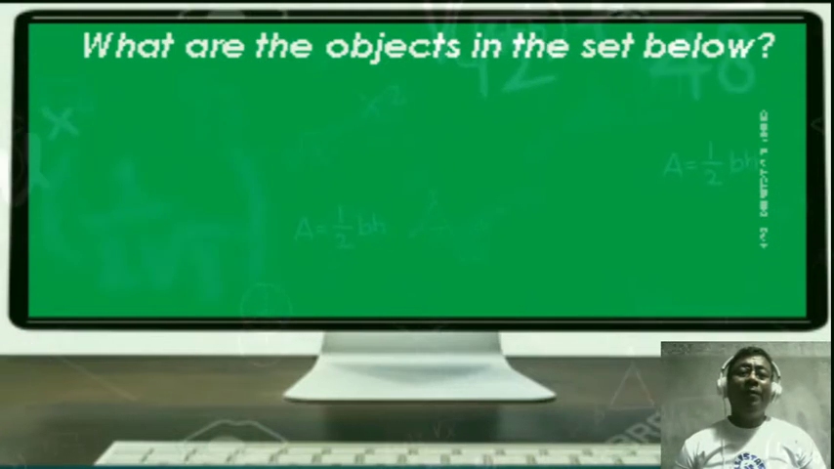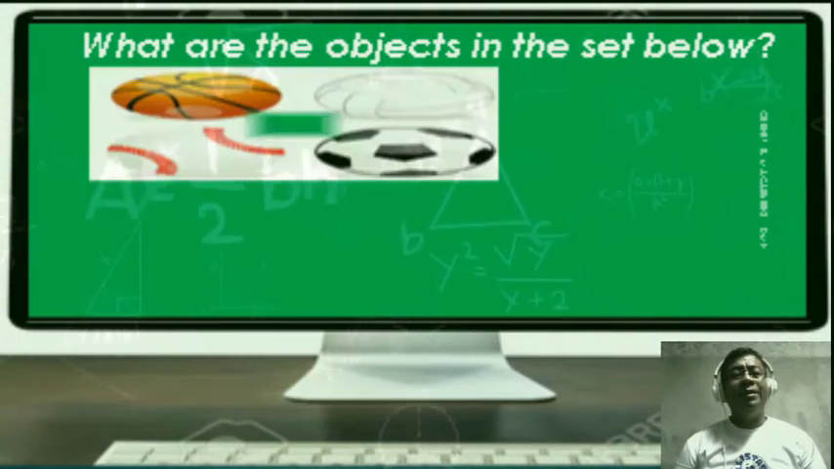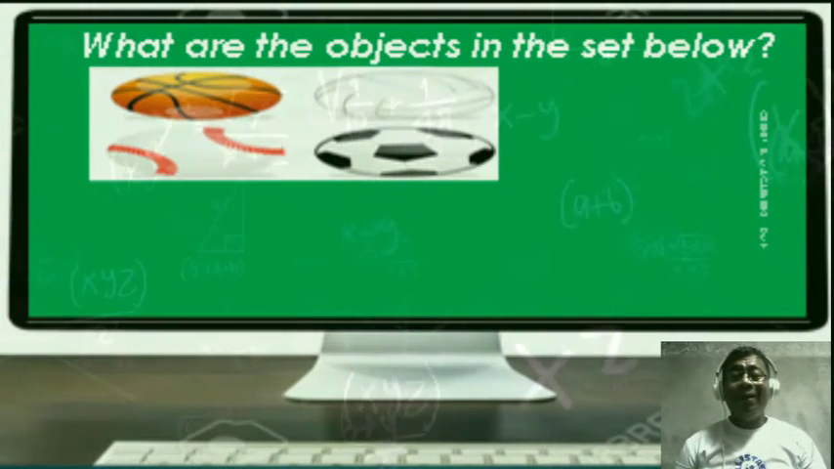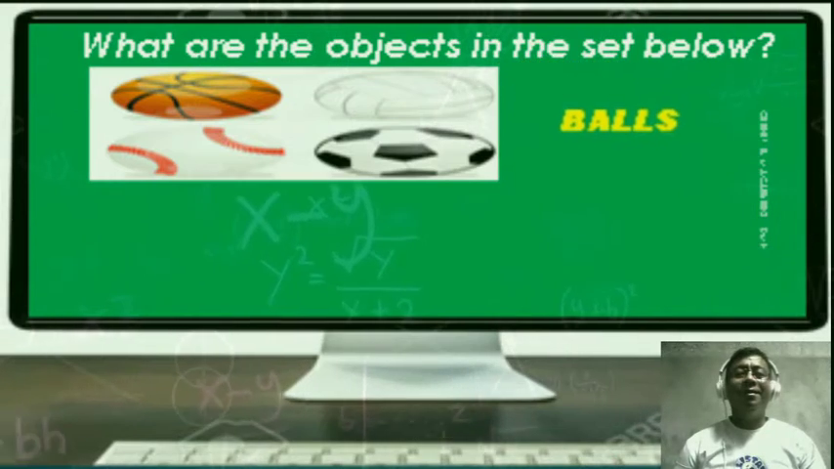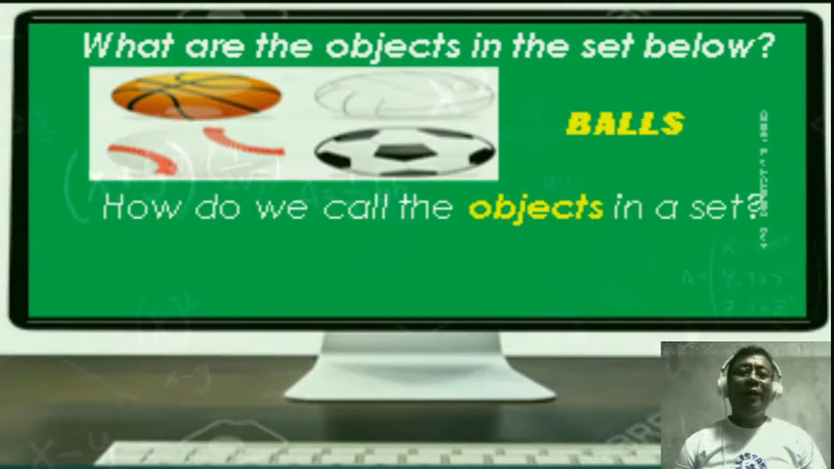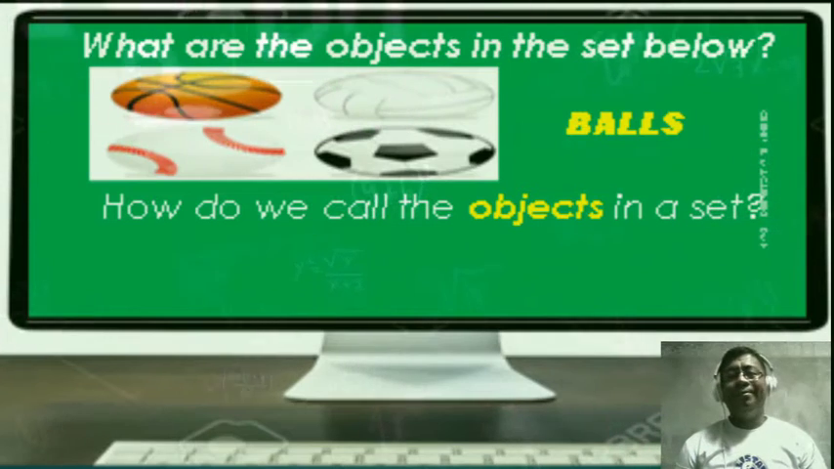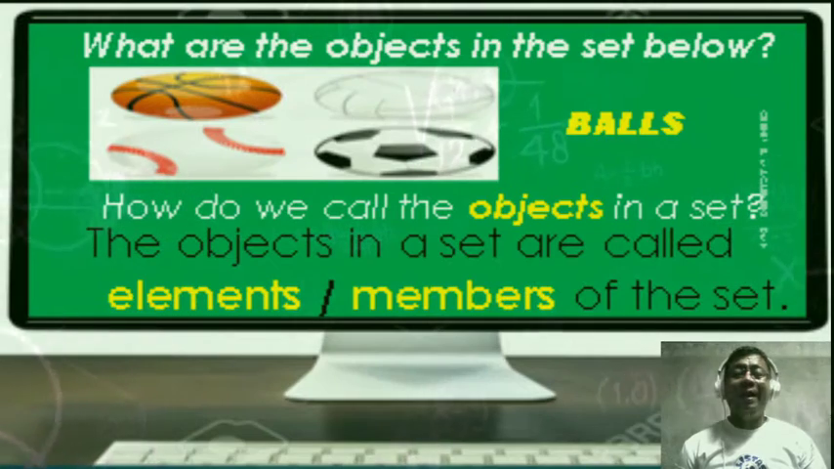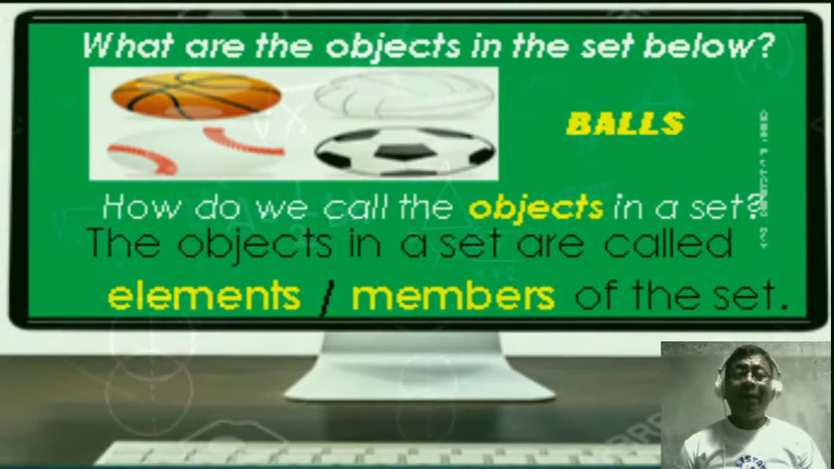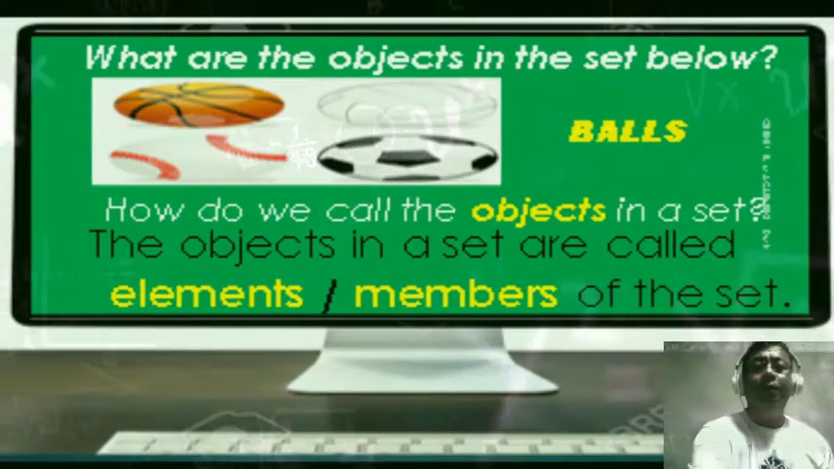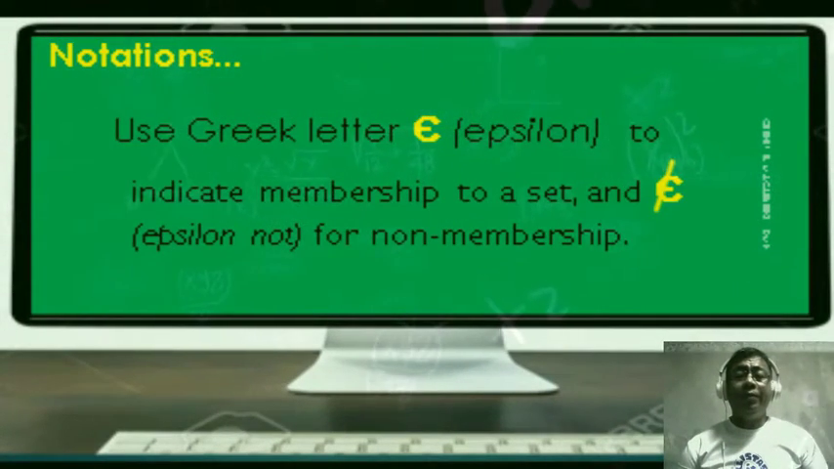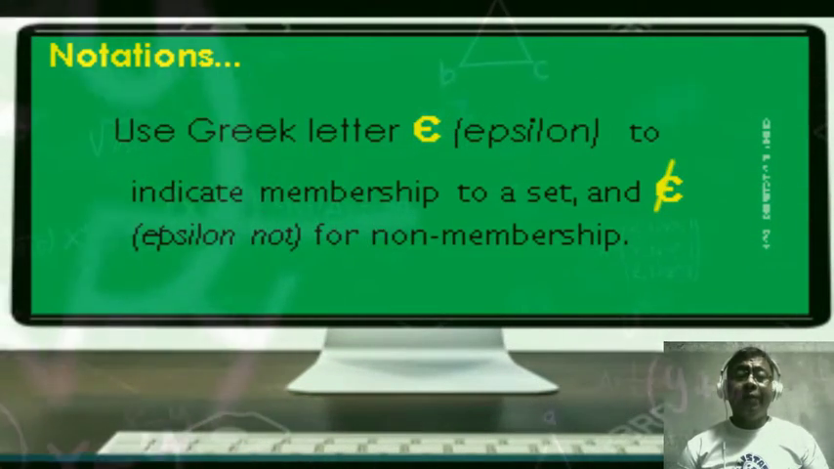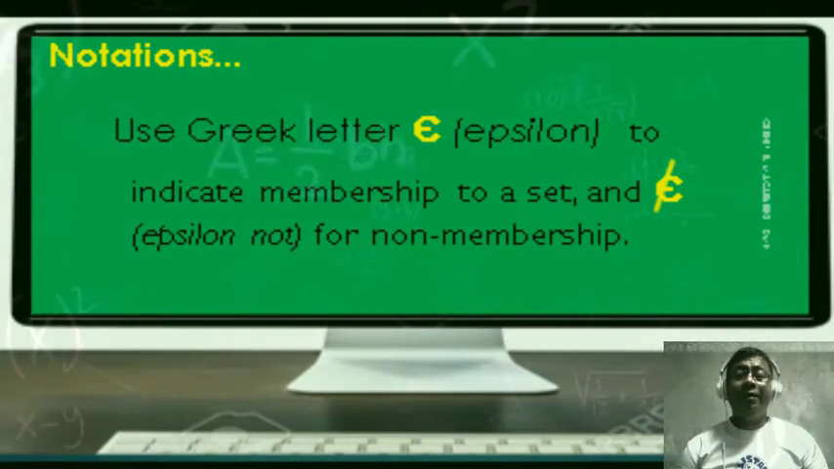What are the objects in the set below? So consider the objects here. Yes, that's right. These are all balls. How do we call the objects in a set? The objects in a set are called elements or members of the set. Consider the notations we're going to use in identifying whether or not objects or elements are members in the given set.